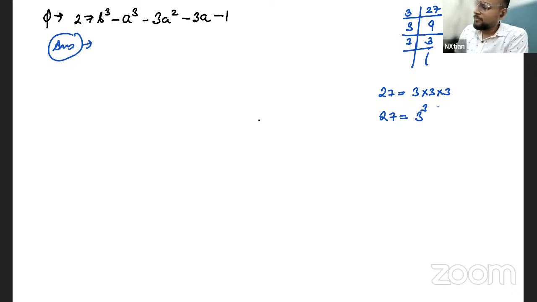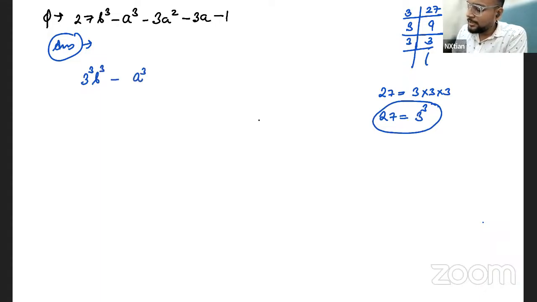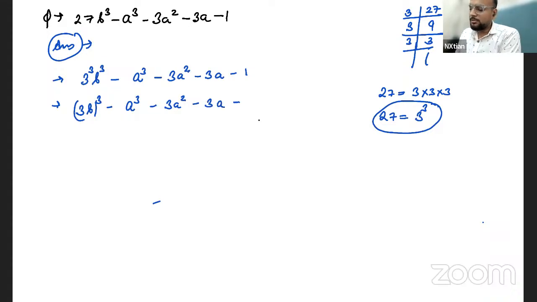Yeah. So now this can be written as 3 cube b cube minus a cube minus 3a square minus 3a minus 1. So the next step will be like this: 3b cube minus a cube minus 3a square minus 3a minus 1. Understood? Yes or no? Any problem in that? Okay.